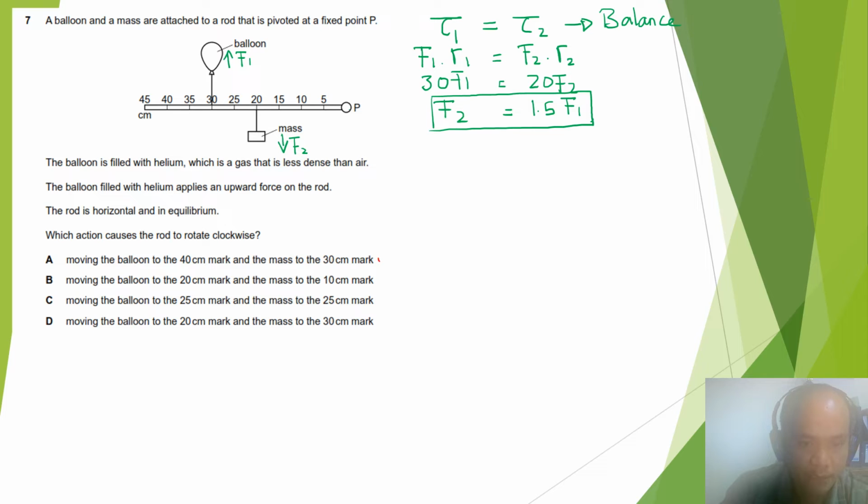So we can see from the first statement, moving the balloon to the 40 centimeter mark and the mass to the 30 centimeter mark, it means that for option A, 40 centimeter F1 is equal to 30 centimeter F2, which means that F2 is equal to 4/3, which is 1.33 F1.